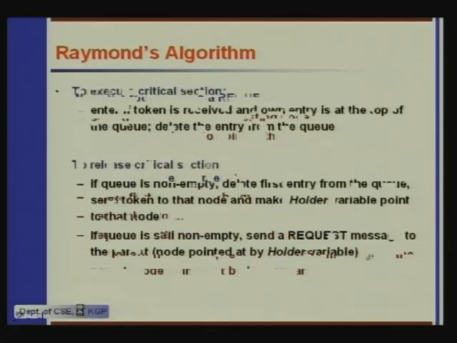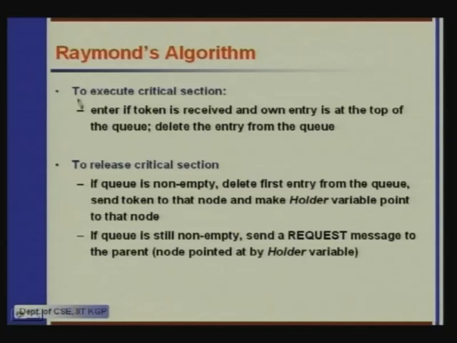Now, before we proceed, to execute the critical section, the algorithm will enter if token is received and own entry is at the top of the queue, and then delete the entry from the queue. To release the critical section, if queue is non-empty, delete first entry from the queue, send token to that node, and make holder variable point to that node. If queue is still non-empty, send a request message to the parent node pointed at by holder variable.